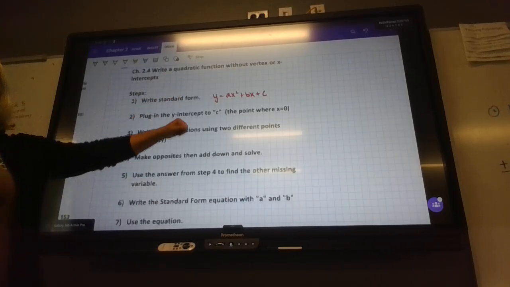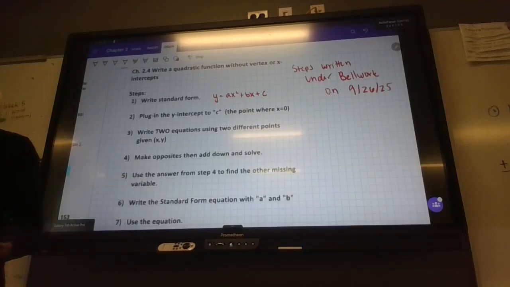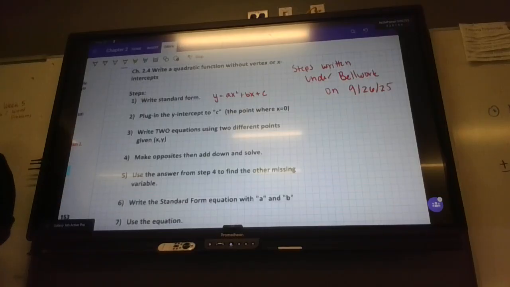Step 2, you're going to write this underneath bell work today. Okay, step 2 is to put in the c value, and that's whatever it is where x equals 0. And we saw that on the parabolic flight path table. It was 21,000. So you put in c.